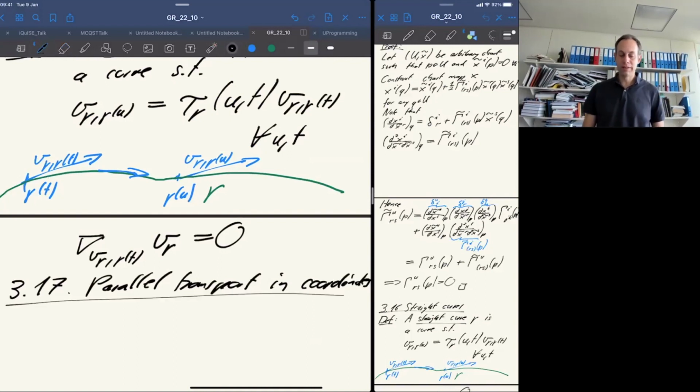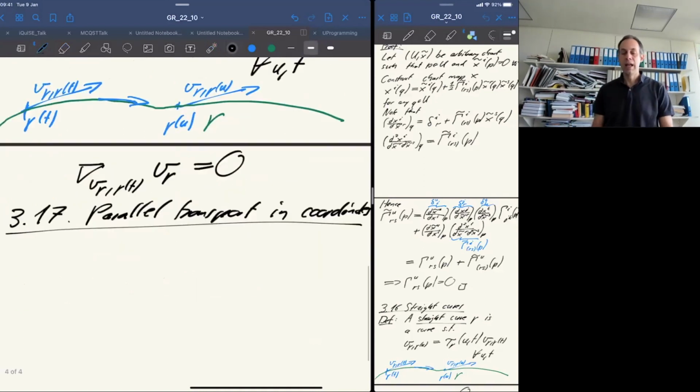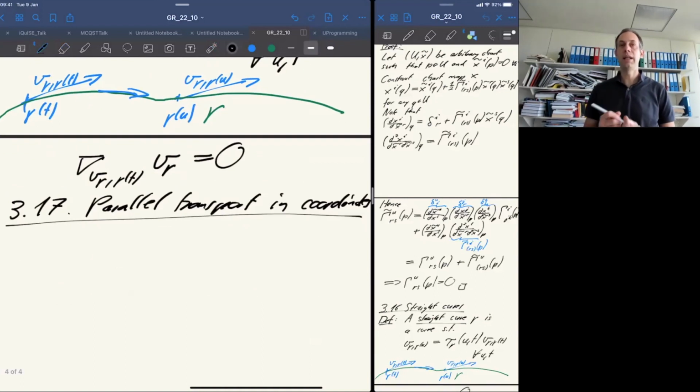We have, of course, already seen parallel transport. That's exactly what this tau did. The tau is the operation that parallelly transports a vector, and that was our basic notion. We didn't define it further. We just said we are given such a parallel transport with certain properties. And now we use the parallel transport to define what a straight curve is, but now we can also ask ourselves, how does a parallel transport really look like if we write it down in coordinates?